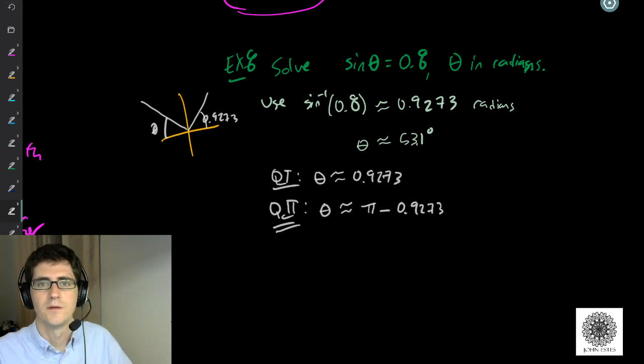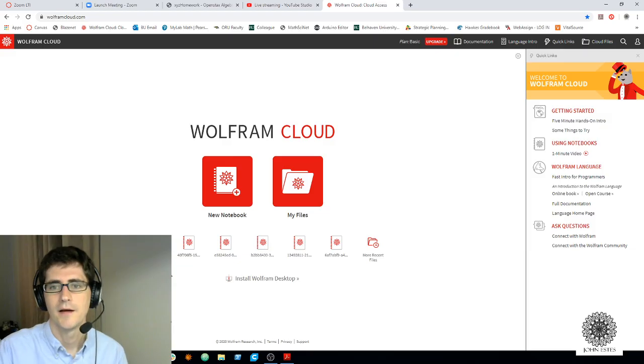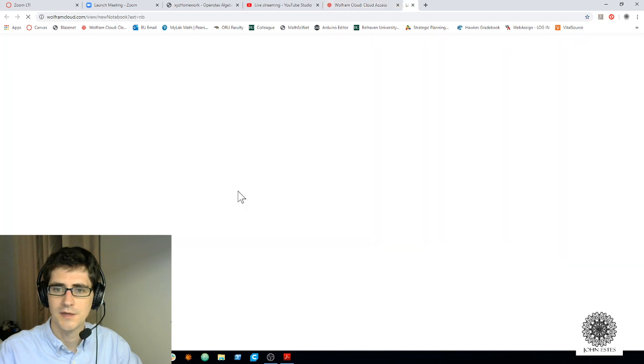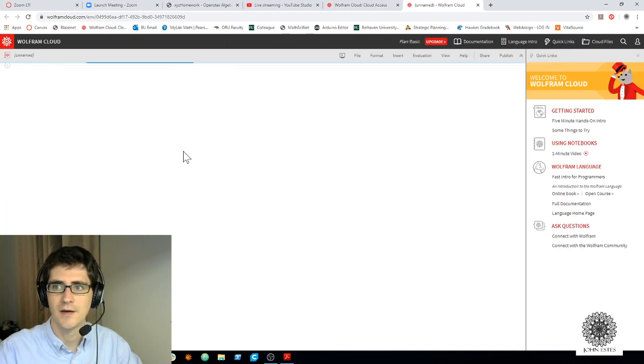There are a couple ways we can do it. I'm going to go to Wolfram Cloud. So this is Wolfram Cloud here. And a lot of the calculations that Siri comes up with is from Wolfram. So it's a pretty neat thing. With Wolfram Cloud, you can set up a free account and you can open up Mathematica notebooks, which, if you're going to take higher level mathematics, is a very useful thing to have.